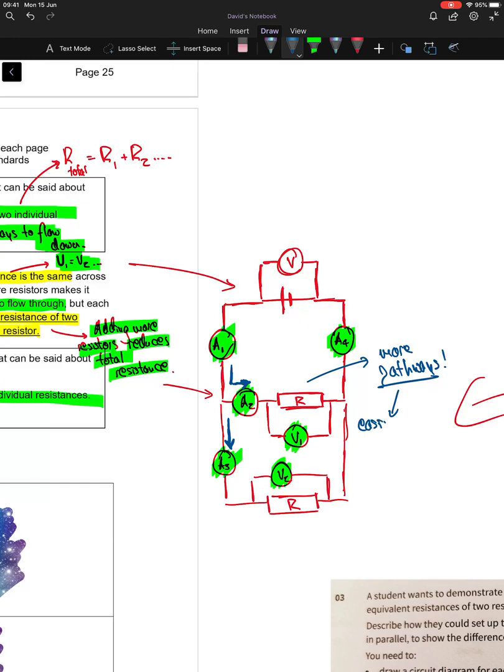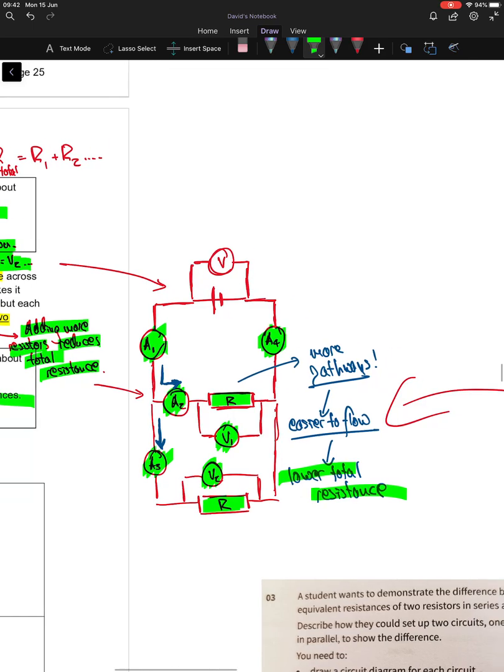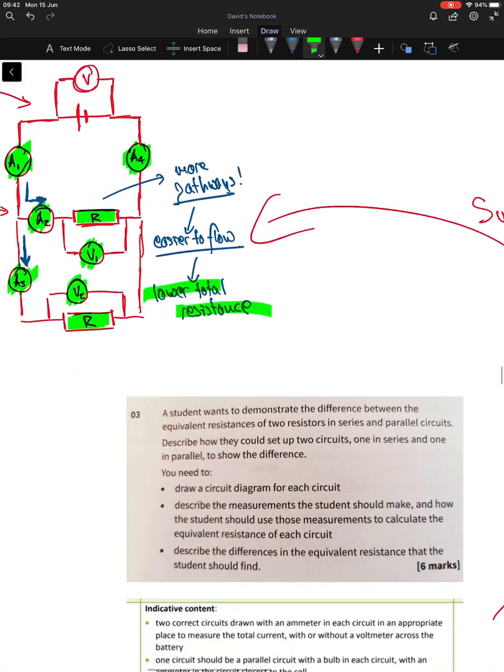There are more pathways, and if there are more pathways, it's easier for the current to flow, which means you've got lower total resistance. It's important to bear in mind that the total resistance of the circuit is usually less than the resistances of the resistors on the individual pathways.